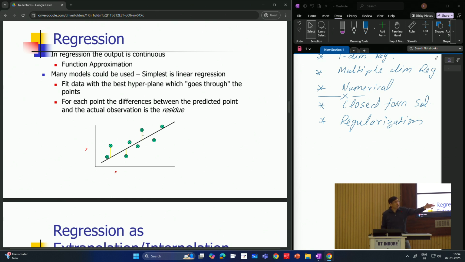I'm sorry if I'm looking less here because I'm tending to look in this direction. I'm not ignoring you, you can sit more this side.